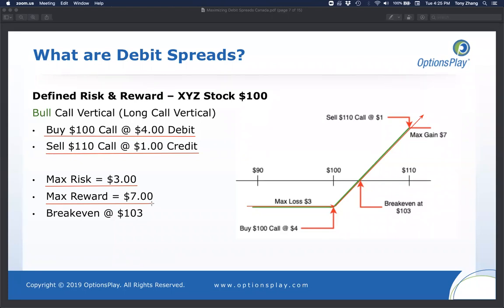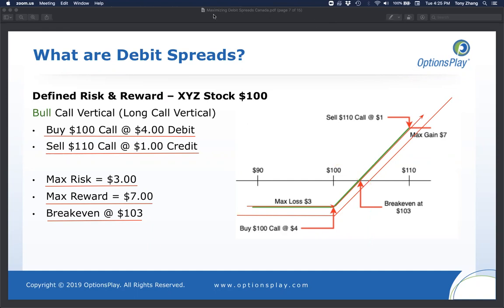And the answer is really because we want to lower our break-even costs. So now instead of the stock having to move from 100 to 104 to break even, it only has to move from 100 to 103 to break even. So the original trade looks something like this, where we bought a 100 strike call for $4. So our break even at that time here was about 104. Now, by selling that 110 call against it, we're going to move our break even down to just 103.